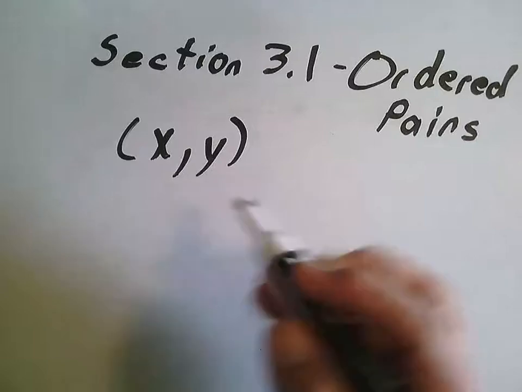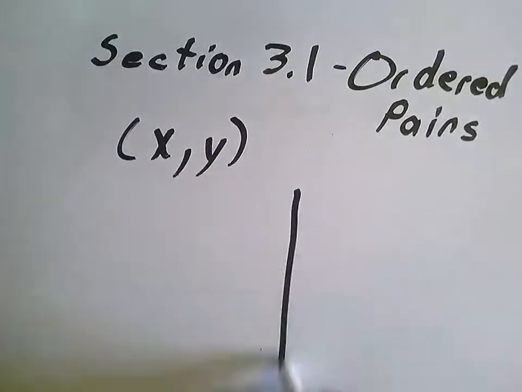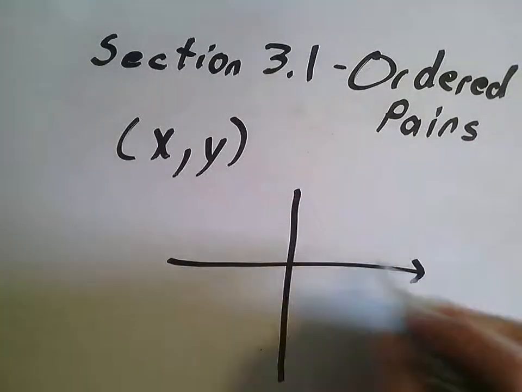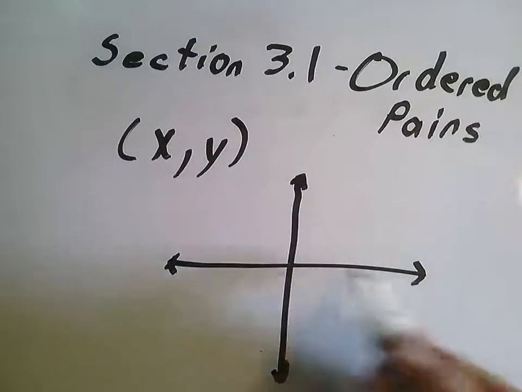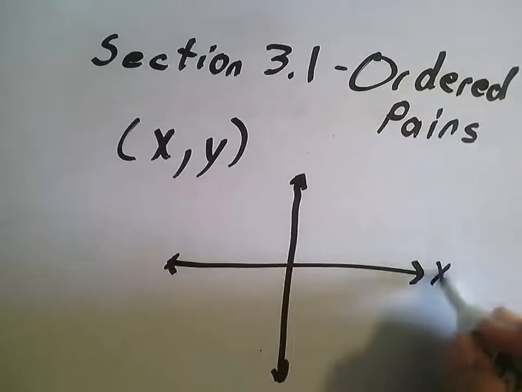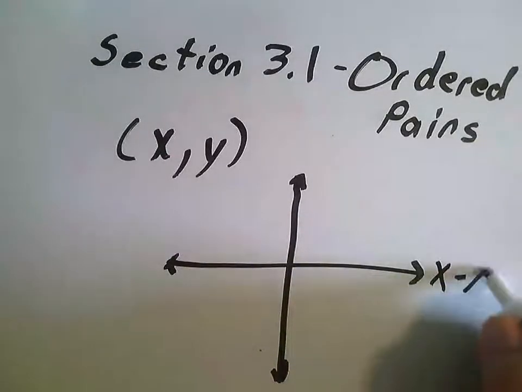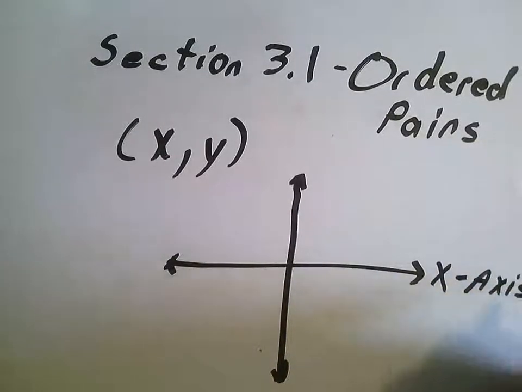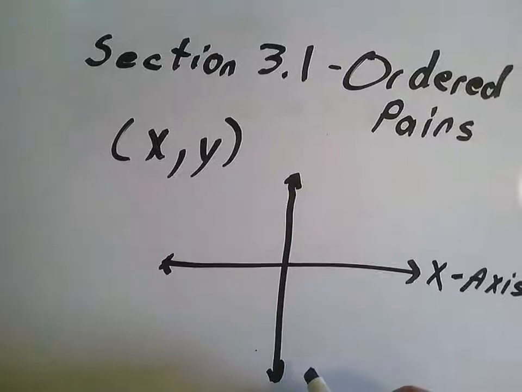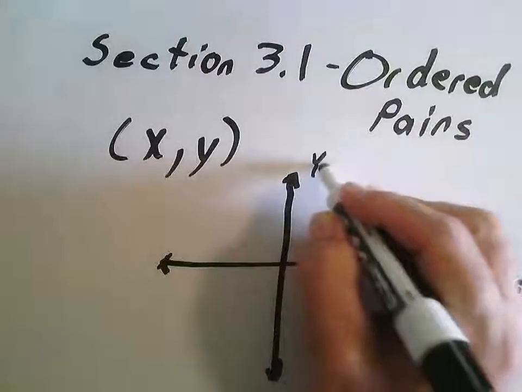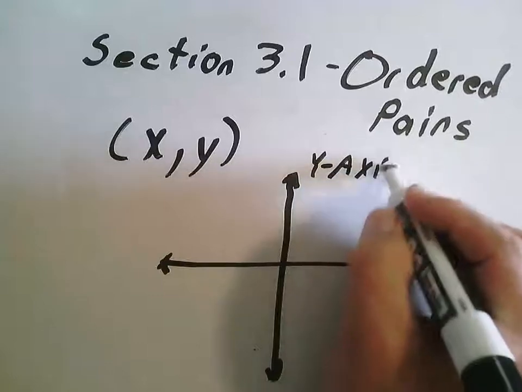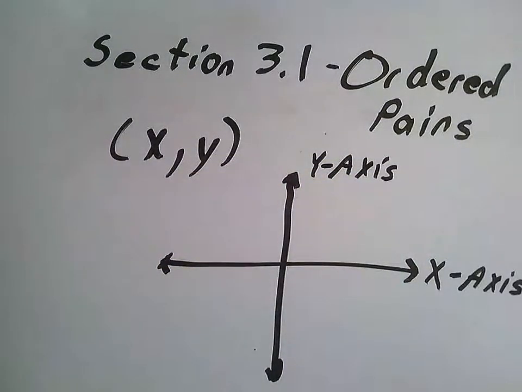Now, looking at these, when you graph these out, there are four quadrants. The axis that runs horizontal is always the x-axis. The one that runs vertical is always called the y-axis, and that is just where you graph your x and your y's.